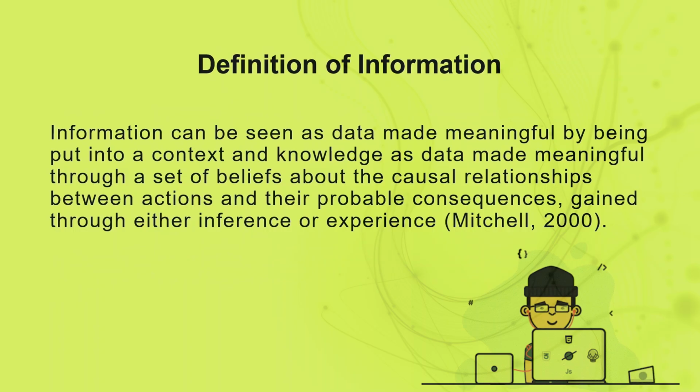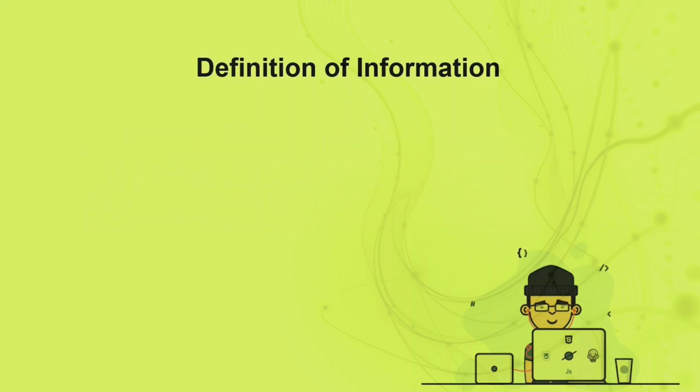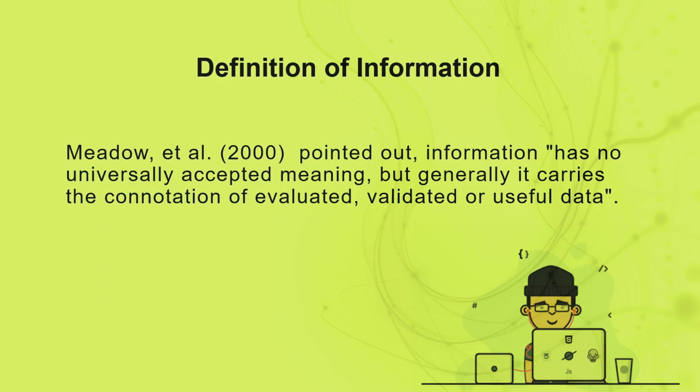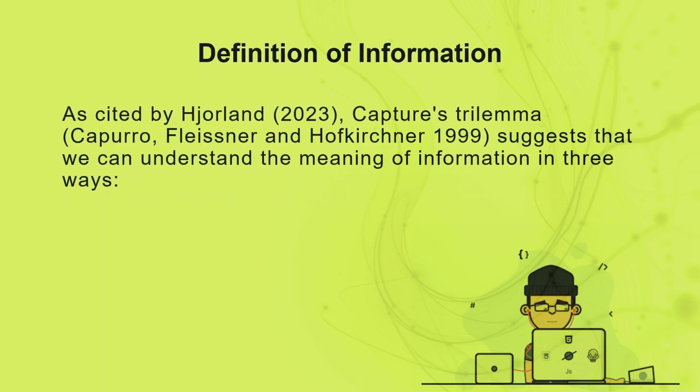Information can be seen as data made meaningful by being put into context, and knowledge as data made meaningful through a set of beliefs about the causal relationships between actions and their probable consequences, gained through either inference or experience, said by Mitchell. Meadow et al. pointed out information has no universally accepted meaning but generally carries the connotation of evaluated, validated, or useful data.